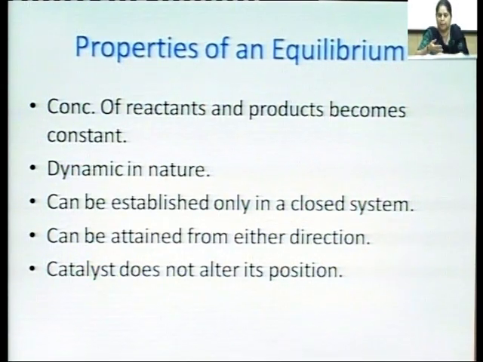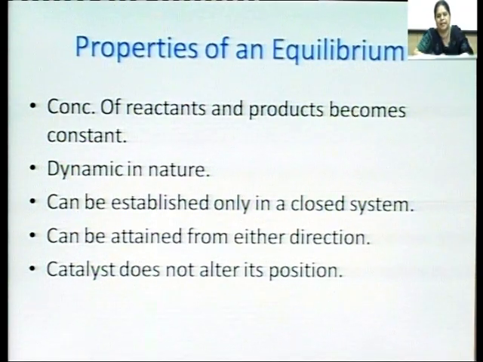The only thing that will happen is that the value of the equilibrium constant will be just the reciprocal of the previous one. If we take the reactants first and establish the equilibrium, let its value be Kc, and on the other hand, if we start with the products and establish the equilibrium, in this case the new equilibrium constant will be the reciprocal of the previous one, that is 1 upon Kc.